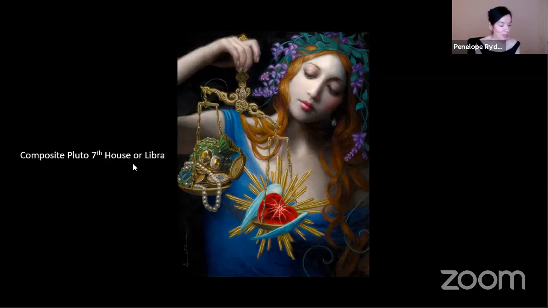So we need balance. And here the intention of this placement is learning balance and to give to one another. It's about being giving and balanced. And both needs and desires are important in relationship.